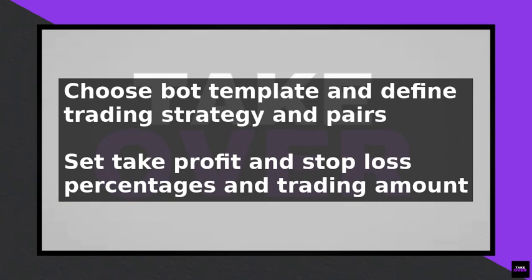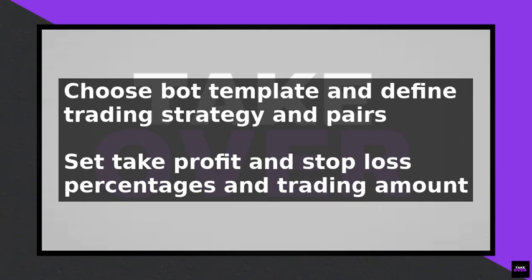When setting up your bot, you will need to define your trading strategy, including the pairs you want to trade, the take profit and stop loss percentages, and the trading amount. You can also set up a trailing stop loss to automatically adjust your stop loss as the price moves in your favor.